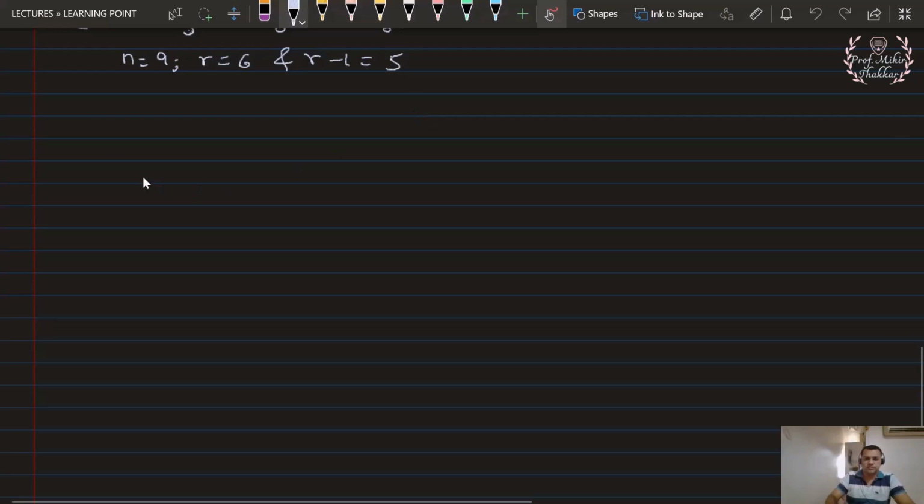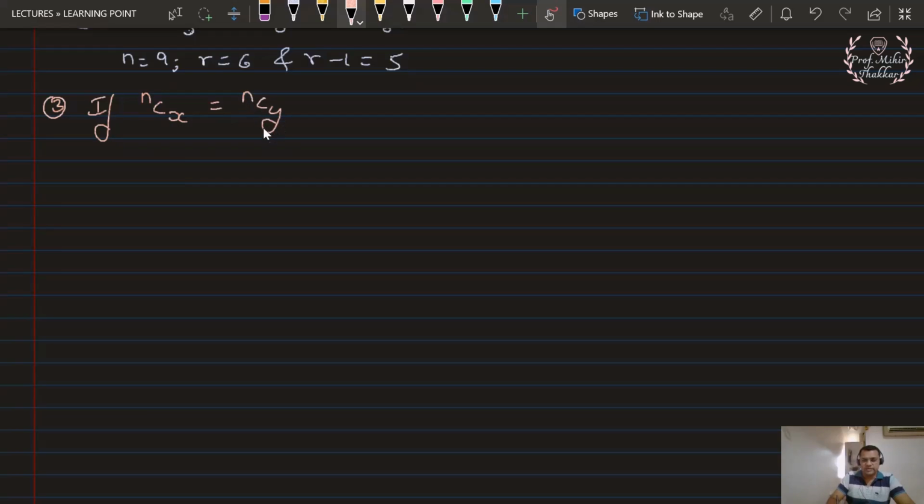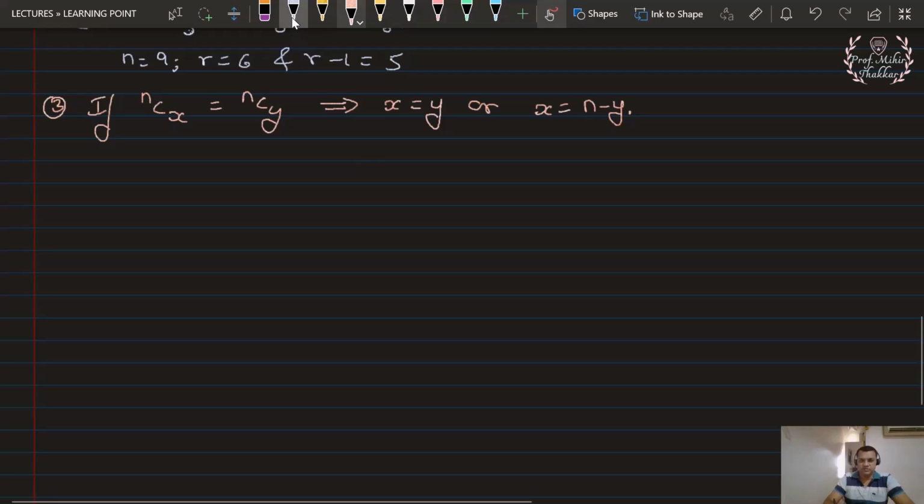Now property number 3. If nCx is equal to nCy, this implies x is equal to y or x is equal to n minus y. Now let us take an example for this.